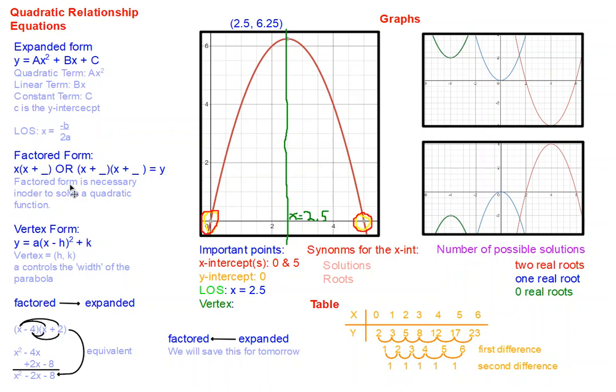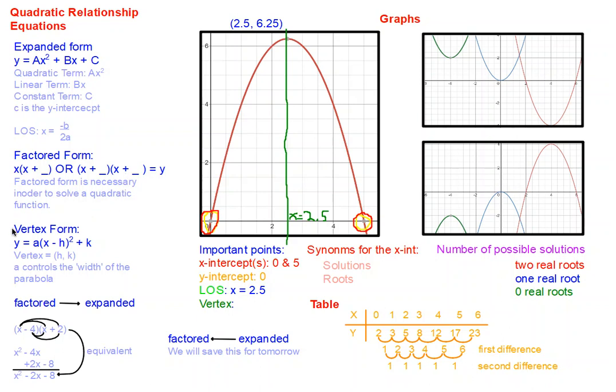Now, the factored form is a little trickier. The factored form is going to be broken into two separate factors. Most commonly, you'll see x plus a number times x plus a number, and those will be in parentheses. But sometimes, when you do have a greatest common monomial, and we'll talk more about that tomorrow, you'll have an x times ax plus something in parentheses. And it is necessary to have a factored form expression in order to solve a quadratic function. So to find these x-intercepts, you must have your expression in factored form if you're going to solve it by factoring. Foreshadowing for next week.